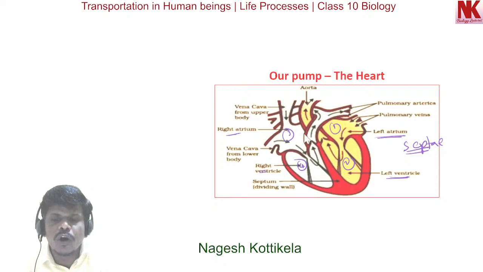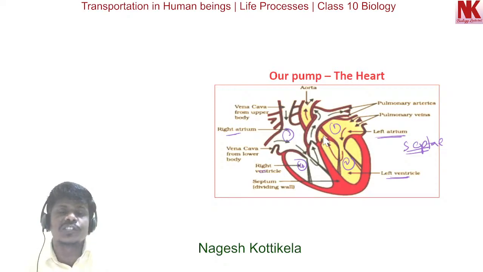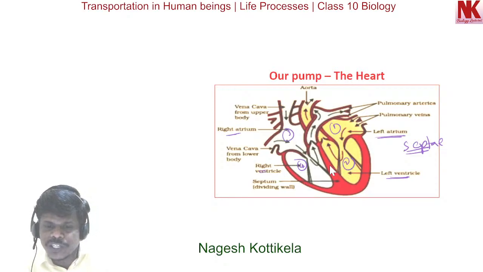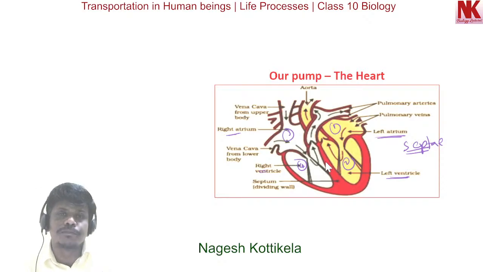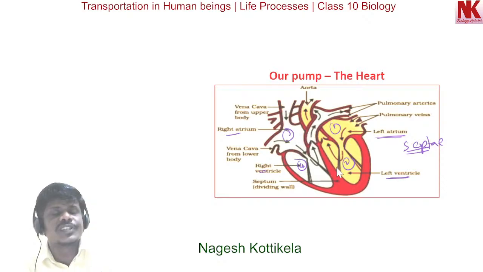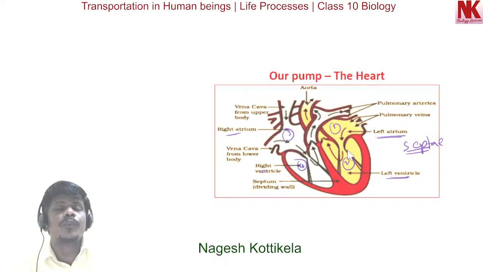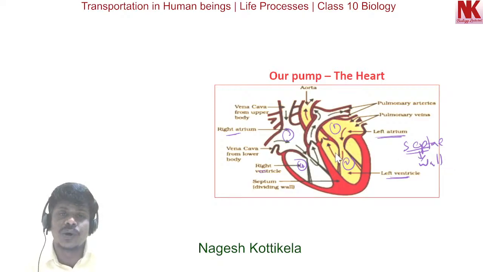Between the 2 auricles, interauricular septum. Between the 2 ventricles, interventricular septum. Between the auricles and ventricles, auriculoventricular septum. So the wall-like structures are separating these 4 chambers of the heart.